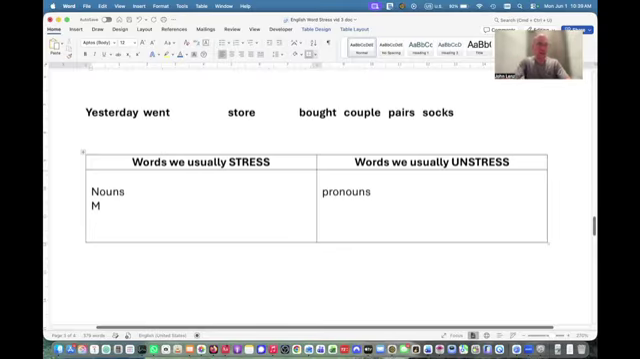Okay, we've got main verbs over here. We stress those. And then over here, we've got helping verbs, aka auxiliary verbs. Those ones we do not stress. In the sentence, do you like ice cream? The do is our helping verb, our auxiliary verb.